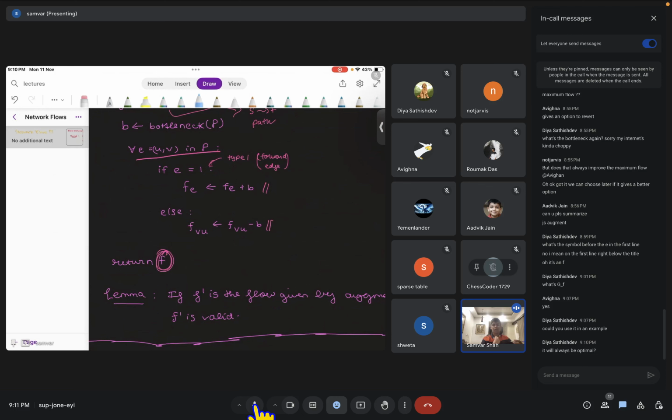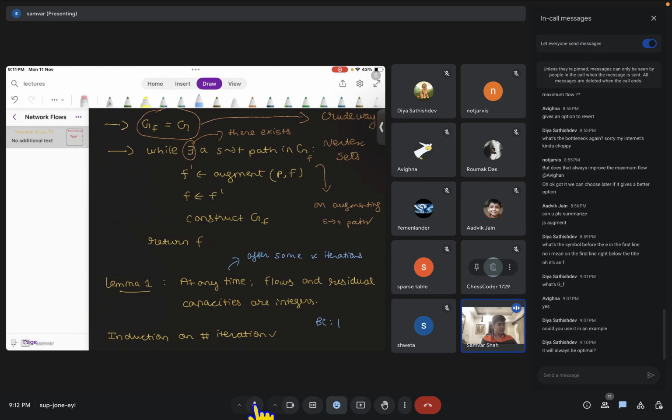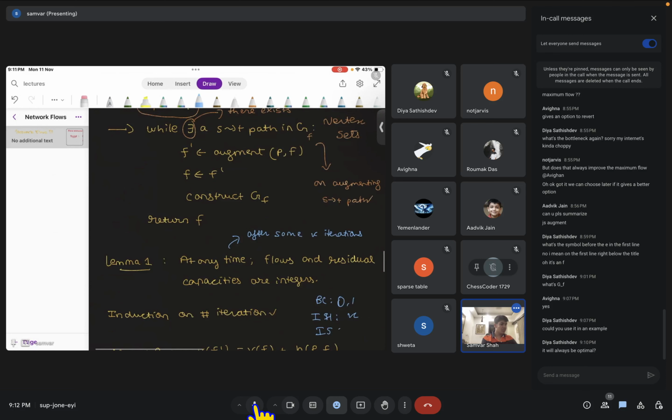So the first lemma is that at any time, which means after some k iterations, the flows and residual capacities are integers. I think this is quite trivial to prove, and it's just induction on the number of iterations. Your base case is 0 and 1, you can do both. Then the induction hypothesis is that it works for k, and the induction step would be k plus 1. You can also do strong induction. There are many ways to do this, but induction on the number of iterations just kills the proof. I hope everyone understood that. The lemma is quite intuitive.